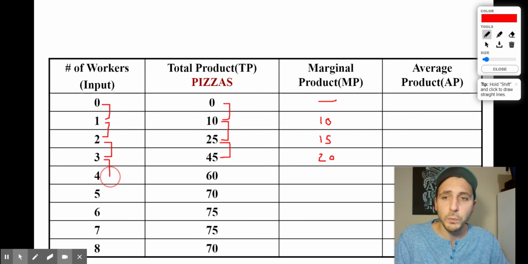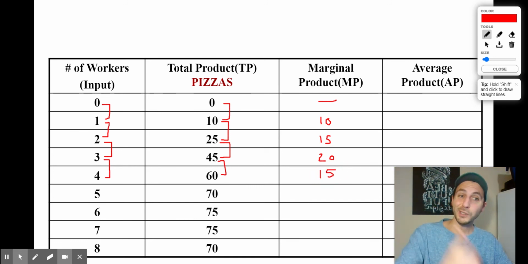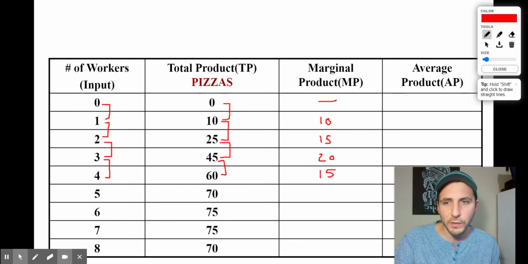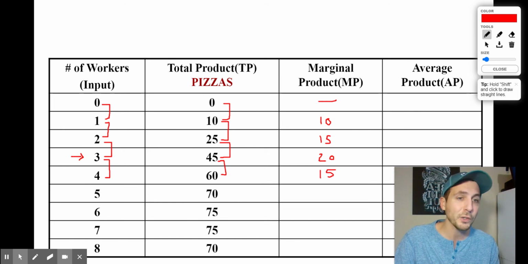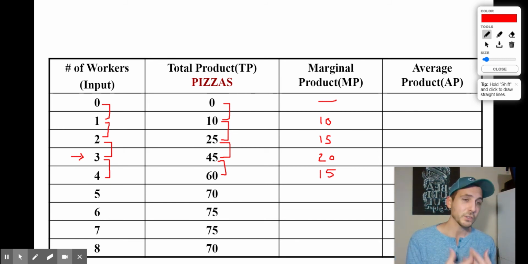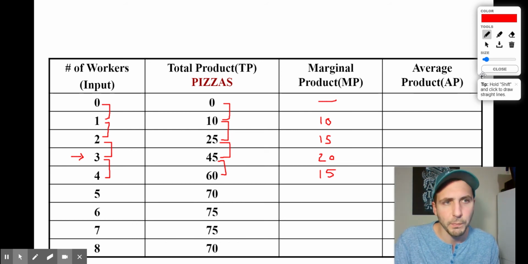When I hire my fourth worker, I go from 45 to 60, my marginal product is 15. Notice that person still added units, but it's less than the person before. So we started to see diminishing returns. It's positive, but it's lower than 3. So at 3, that's my turning point. After that, I no longer have gains from specialization. I'm now starting to see the consequences of adding variable units to fixed resources.